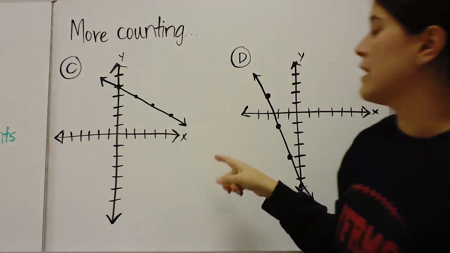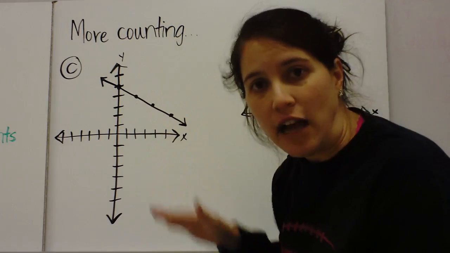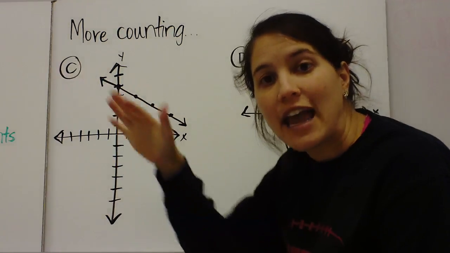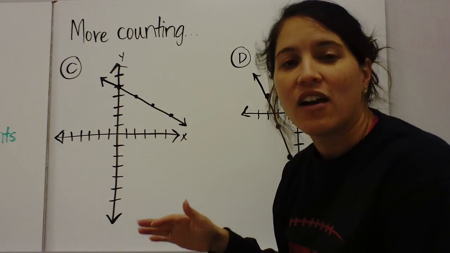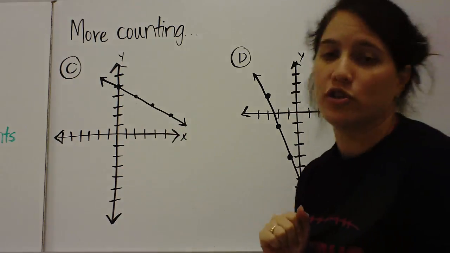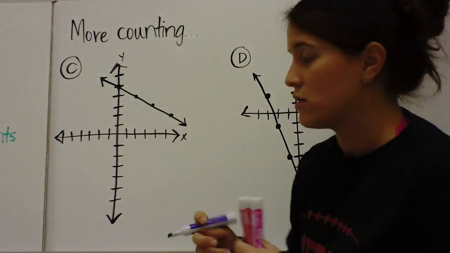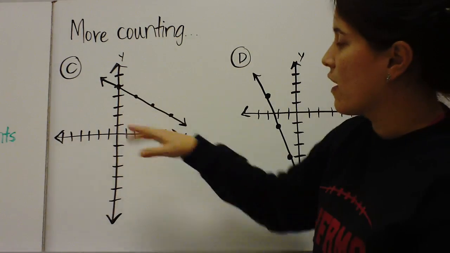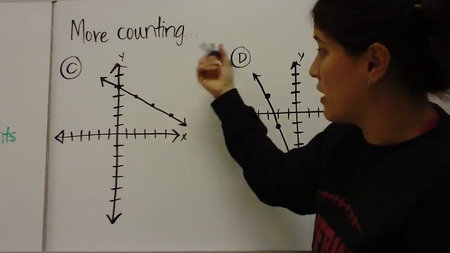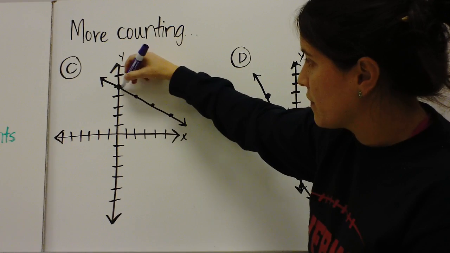Alright, so more counting now. Notice these lines, a couple of things. These are downhill lines, so that means my slope is going to be negative because they're going down. And also, they do not go through the origin. Notice, not through the origin, not through the origin. So you still have to pick 2 points and you still count. So let's do C. You can pick any of the 2 points. I'll just pick these 2.